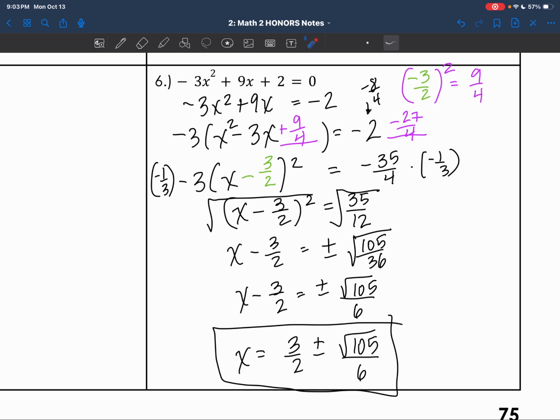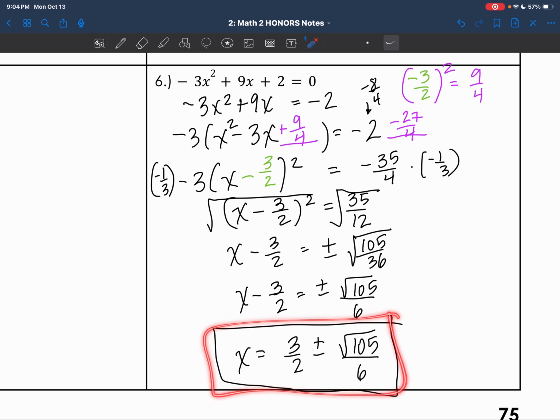And then once we get there, now we're going to go through and add 3/2 to both sides. And don't forget to put that plus minus sign. So I've got x equals 3/2 plus or minus square root of 105/6, because 36 simplifies to 6, so you only have 105 in there.